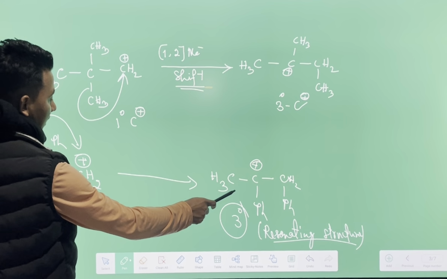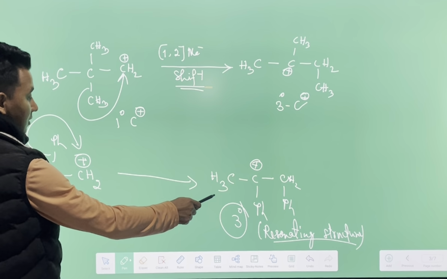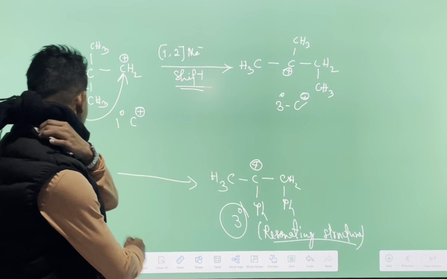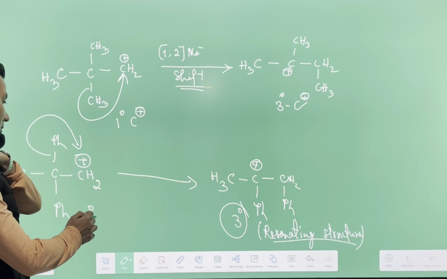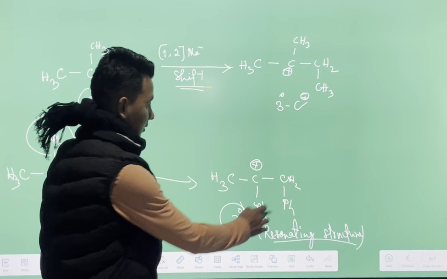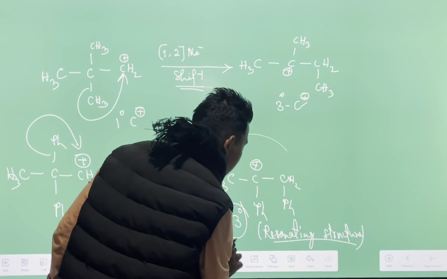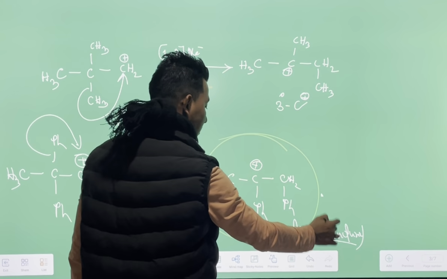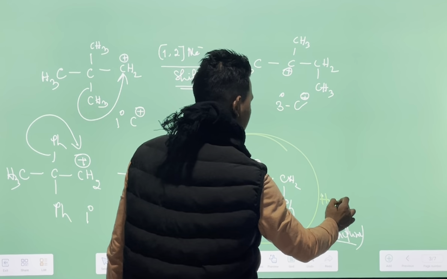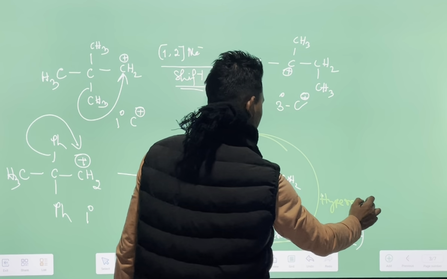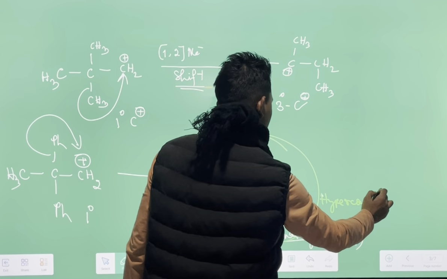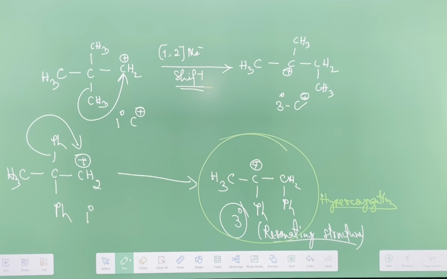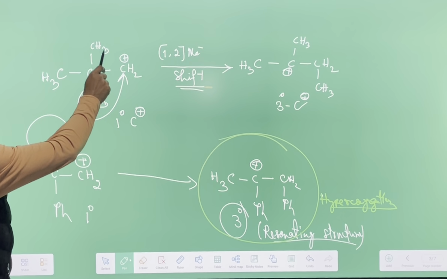So the tertiary carbocation is more stable than this primary carbocation, because this species will have more resonating structures as well as hyperconjugation. Then this is the phenyl shift and methyl shift.